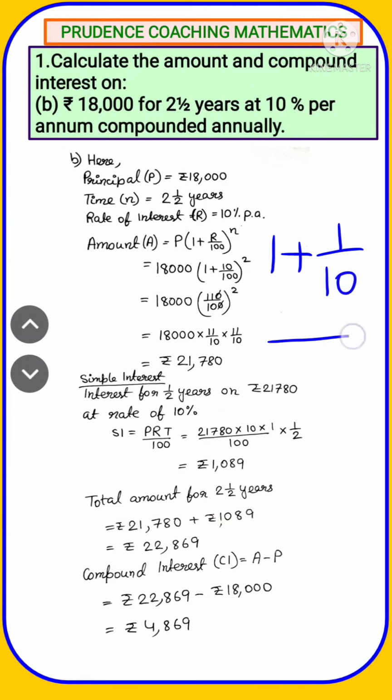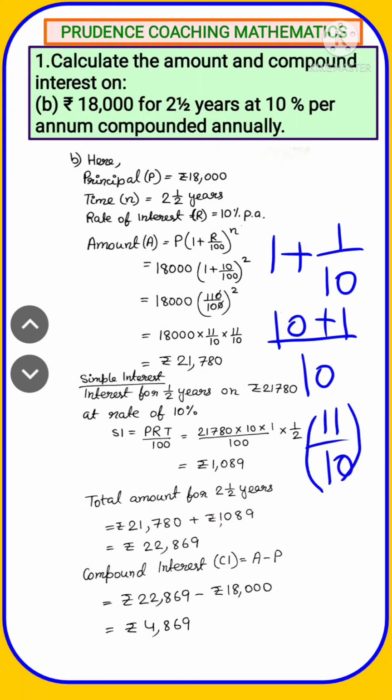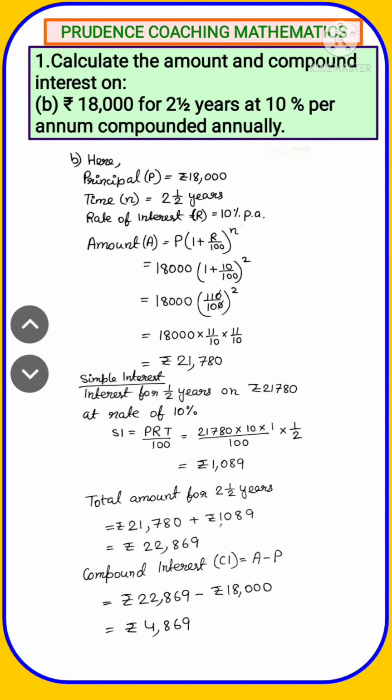Now if you solve this one, you will get 10 plus 1 in the numerator, so we will get 11 by 10. As we have 11 by 10 to the power 2, here as the power is 2, that means we need to multiply 11 by 10 twice. So we have written principal into 11 by 10 into 11 by 10. Now we will calculate this particular thing and we will get our answer to be 21,780 rupees.